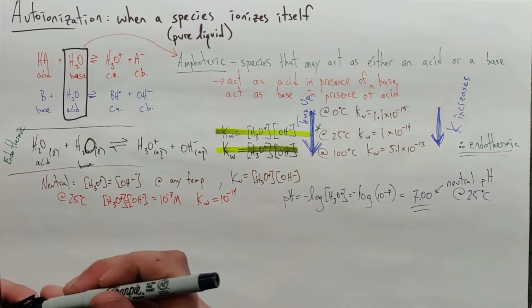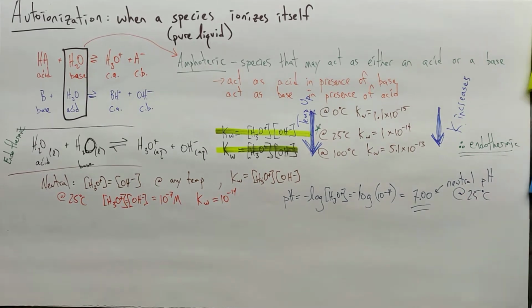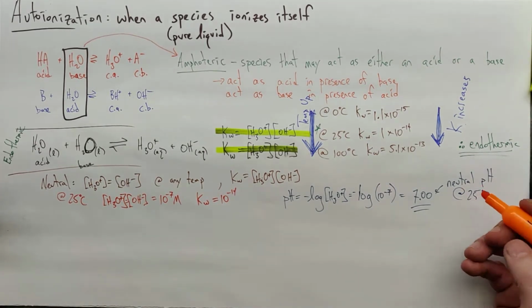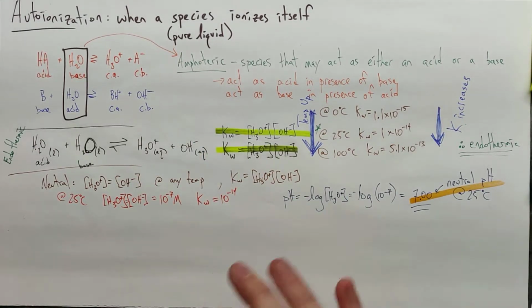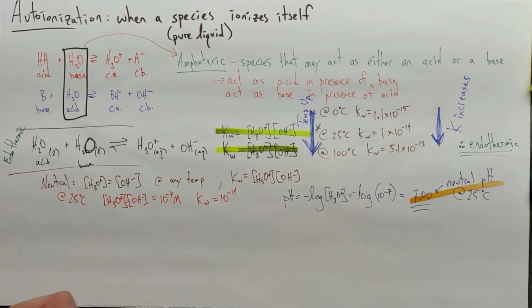But that changes at different temperatures, and I think that's the part that most people don't know. A pH of 7 being neutral is only true at 25 degrees Celsius. At different temperatures, it's different things. Those concentrations are going to change, and the neutral concentrations will change, but it'll still be neutral. Okay, so let's make a little room for that, and we'll look at these two scenarios here.